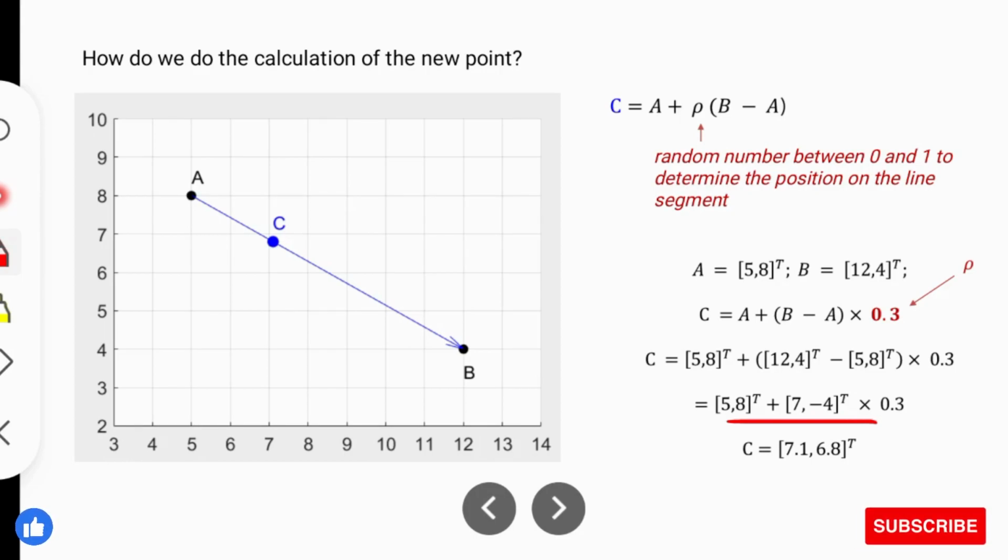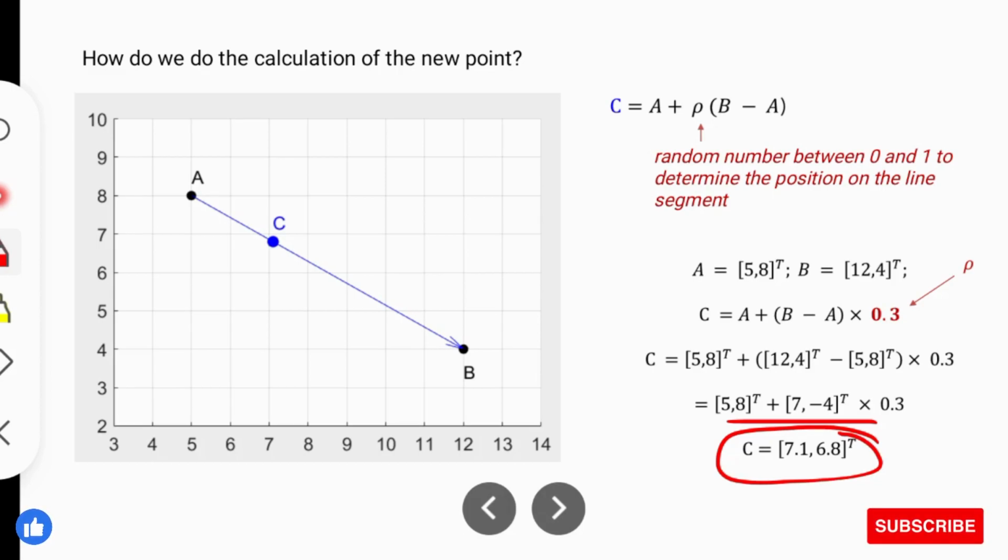So 5 plus 2.1 gives us our 7.1. And 8 plus minus 1.2 gives us our 6.8. So that tells us that C is going to be there.